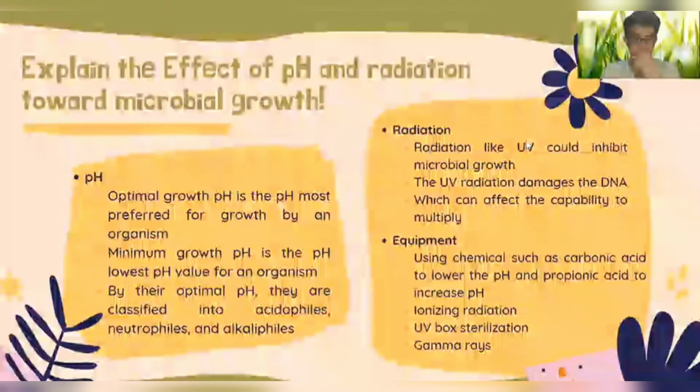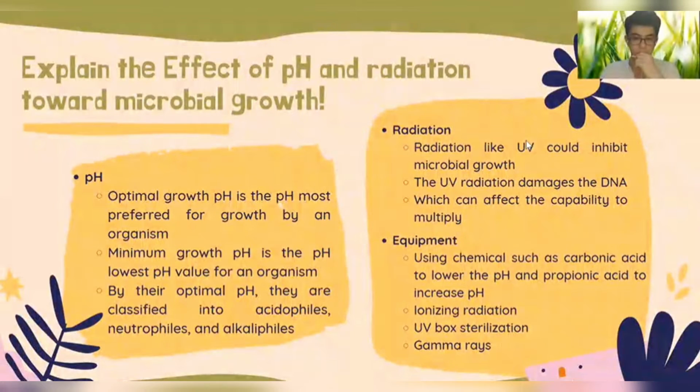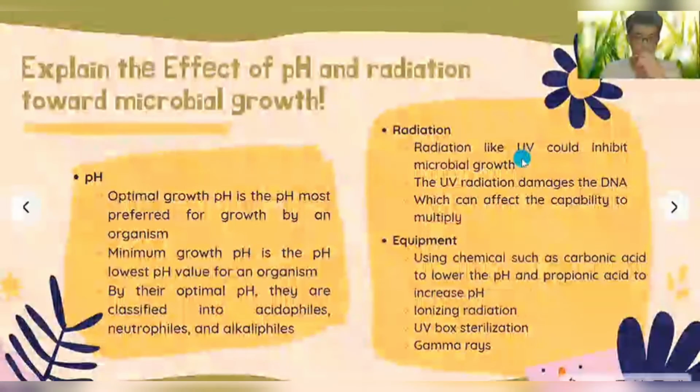The second is ionizing radiation. Third is UV box sterilization. This can sterilize large items, especially from groceries. You can use this sterilization box to kill all the microbial growth that exists on that item. So the fourth is gamma rays.